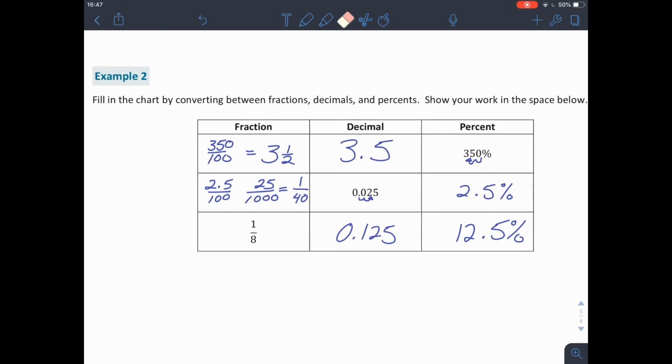What does this video make you wonder about converting between fractions, decimals, and percents? Write your questions down so you don't forget them. Then you can try to find answers online or ask a classmate or teacher.